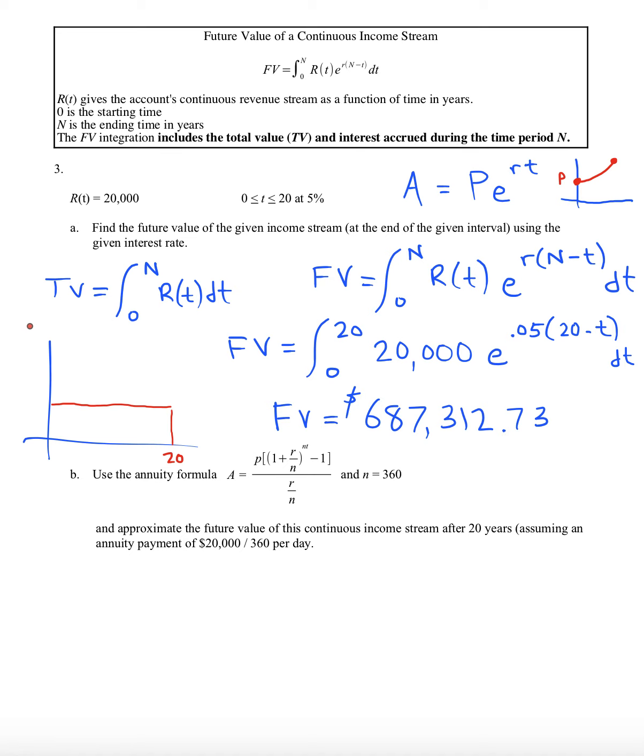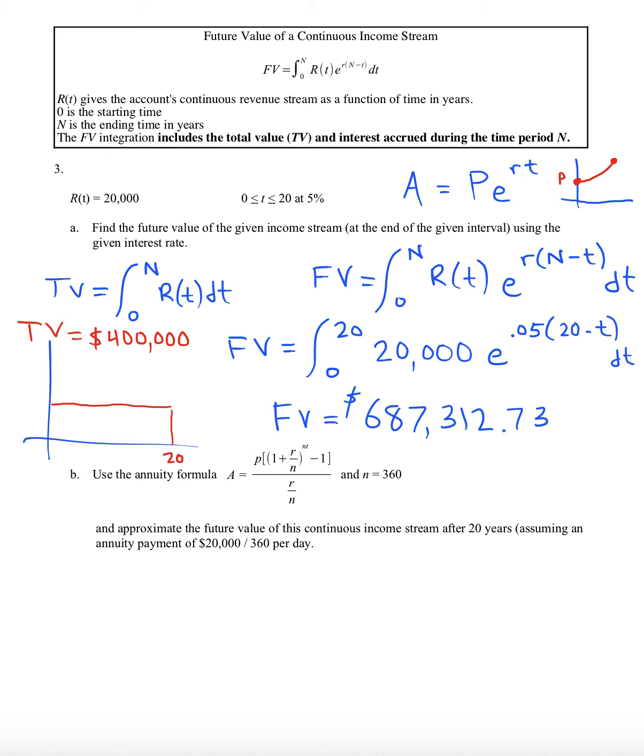And that's our answer. In a previous video, I had integrated the revenue stream to find the total value of this same account. The total value came out to $400,000. So even though we paid in $400,000, because the interest was earning on the account all the time, our future value will be $687,000. So it's actually going to be worth much more than $400,000.